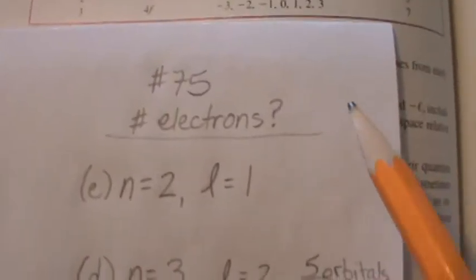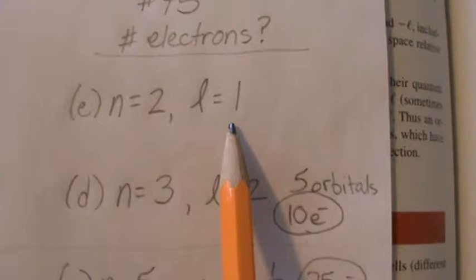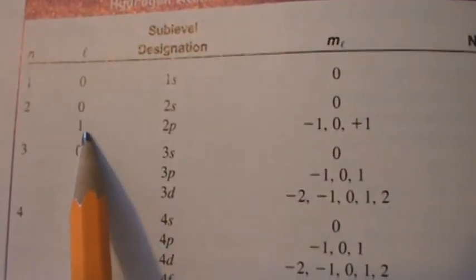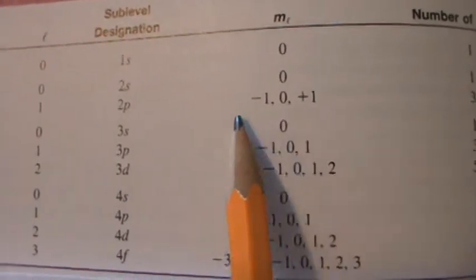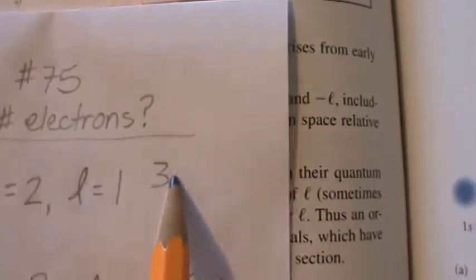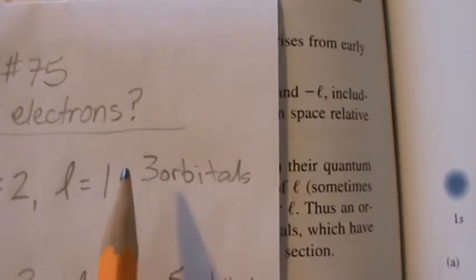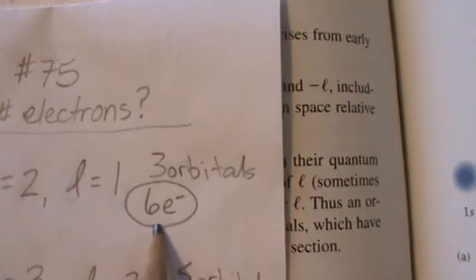Okay, and now we're up to E, where it says n is equal to 2 and L is equal to 1. Okay, so we can come back up here and we see, okay, well, n is equal to 2 right here, okay, and L is equal to 1 here, and it lists over here that we have 3 orbitals here. Okay, so there are 3 orbitals in this area. Okay, and that means that we could possibly have 6 electrons in those 3 orbitals.